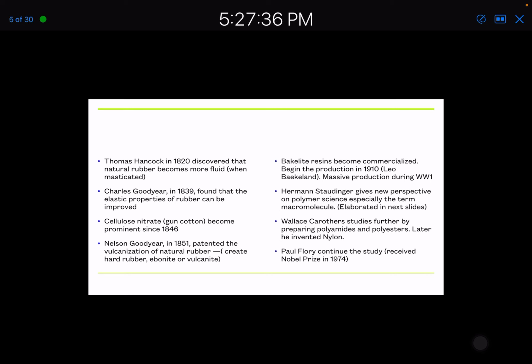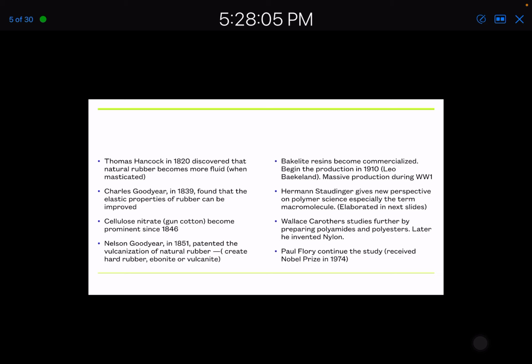And Baekeland is important for processing the polymer. It's important. And then other scientists, Hermann Staudinger, he gives a new perspective on the definition of polymer. Okay? He gives the term macromolecule. Like who said big? You, right? Sabrina, right? Who said something big before? What is polymer? Right? Yeah.